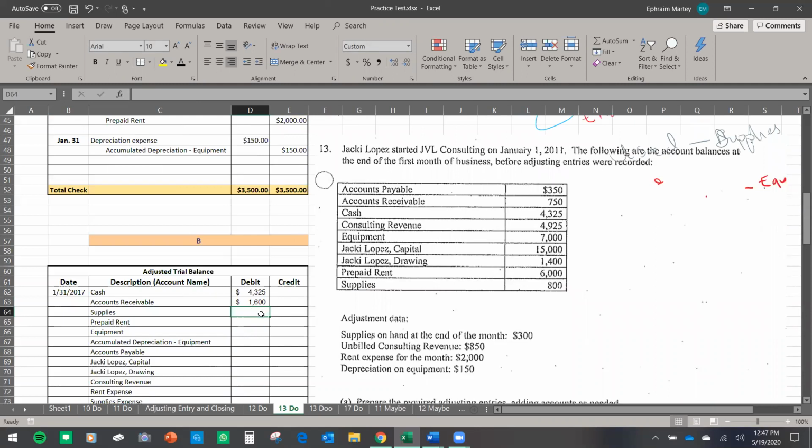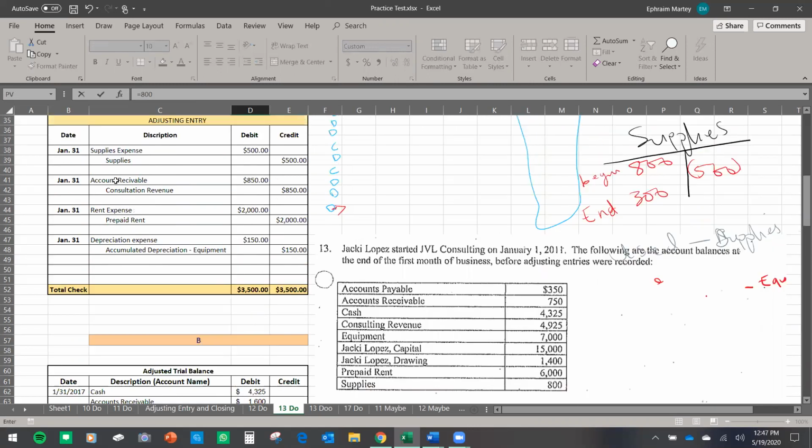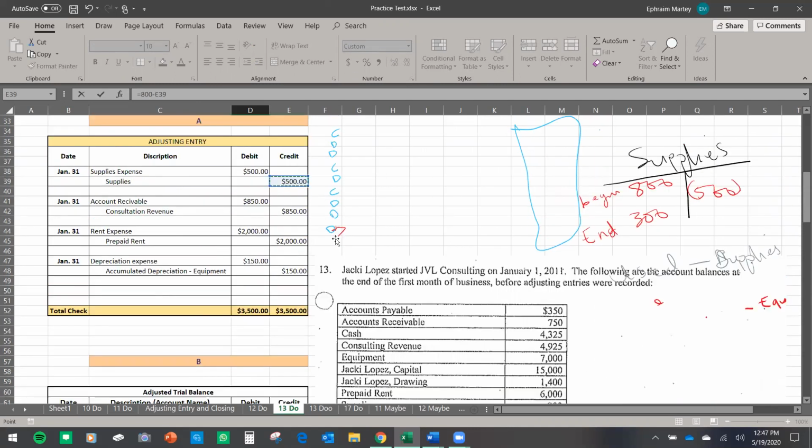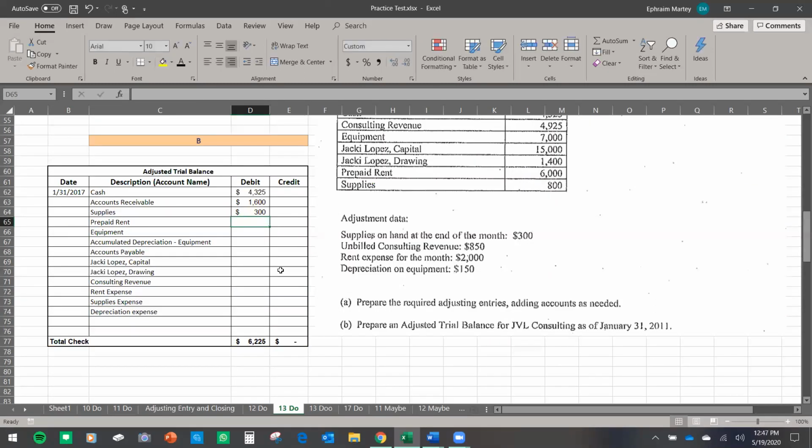And then we have supplies. What did we start supplies with? 800. Did we make any adjustment in supplies? Let's go and look for it. Yes, we reduced it by this amount. So we're going to make it minus. You put your minus here, that's a decrease. So we have 300, and that gives you the 300 that is supposed to be at the end of the month.